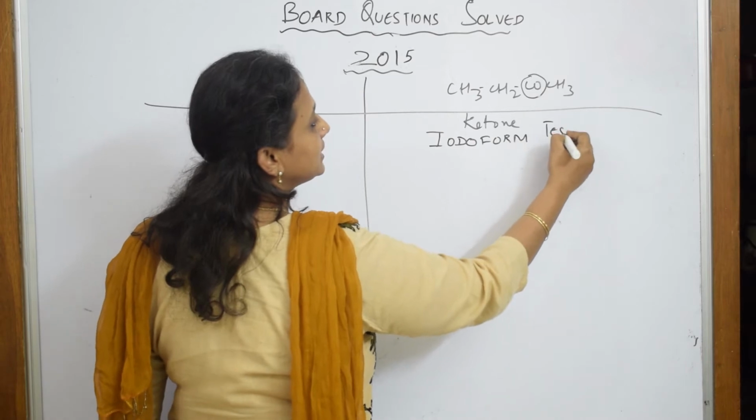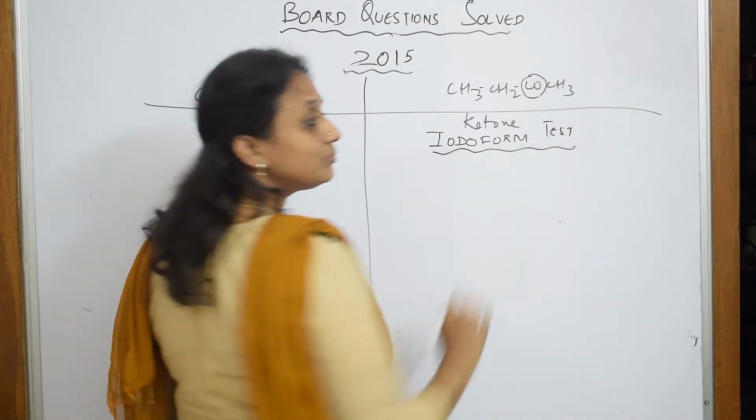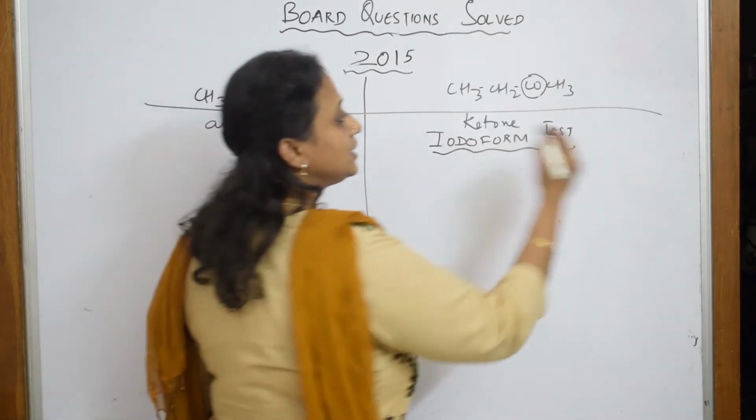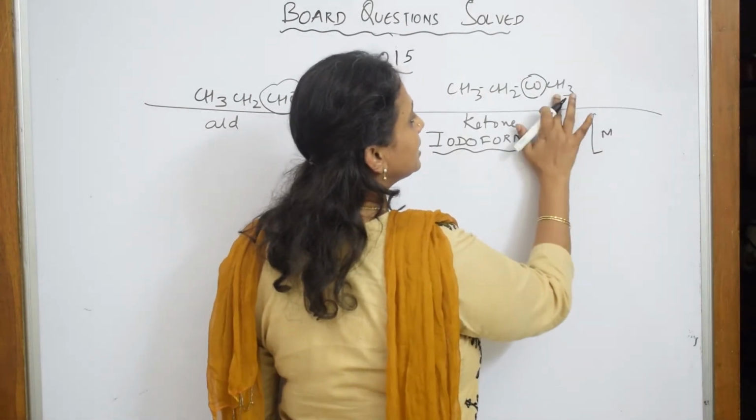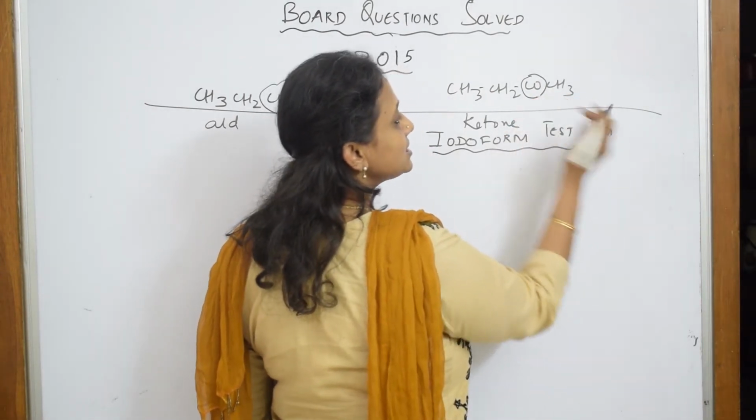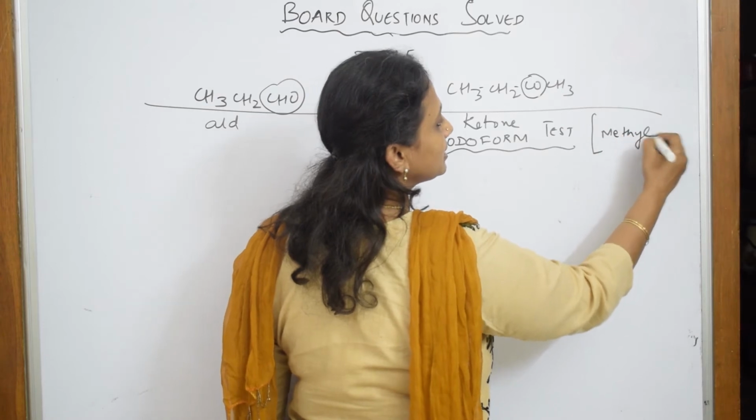Iodoform test. Let us see. Yes, iodoform tests are basically shown by methyl ketones only. A methyl ketone group should be like this, adjacent. So, methyl ketone.